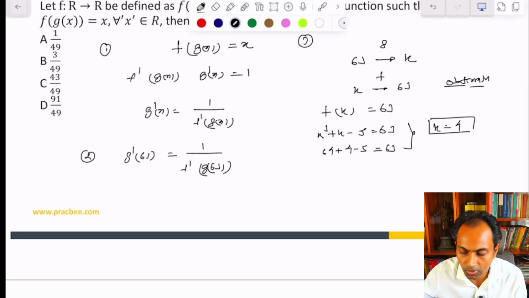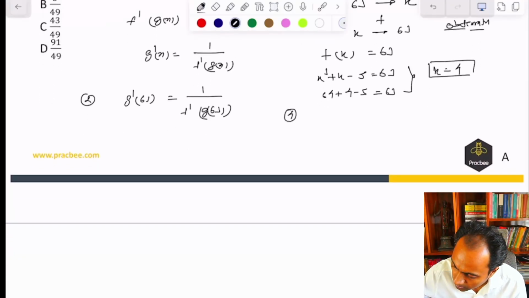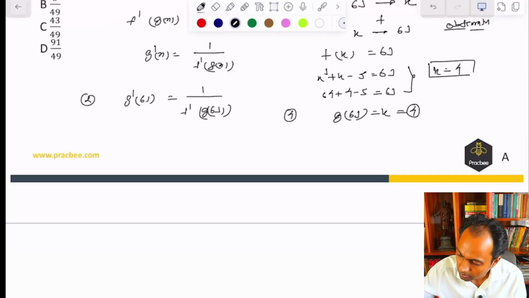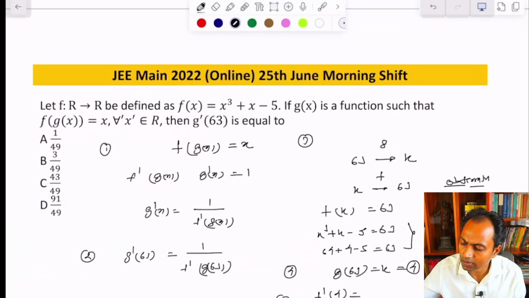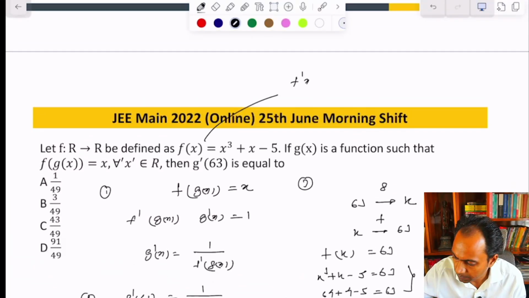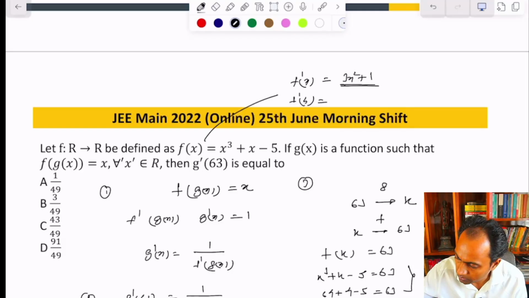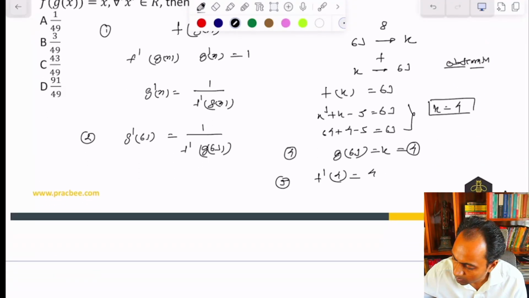Now, once you have done this, in the fourth part, you have got the value of g of 63, that is equal to k, that came out to be 4. So what you have to find finally is the value of f dash of 4. For that we'll have to find the derivative of this function. That is very simple. The derivative of this function will become 3x square plus 1. If I figure out the value at 4, this will become 3 into 4 square plus 1. That is 3 into 16 plus 1, which comes out to be 49.